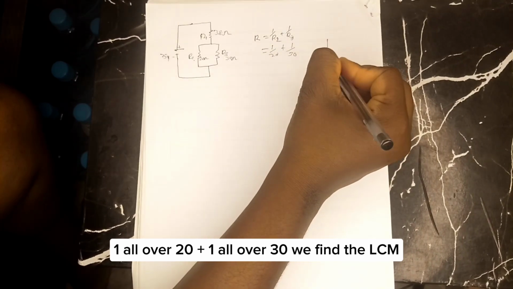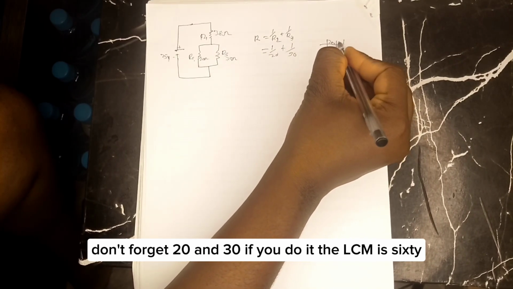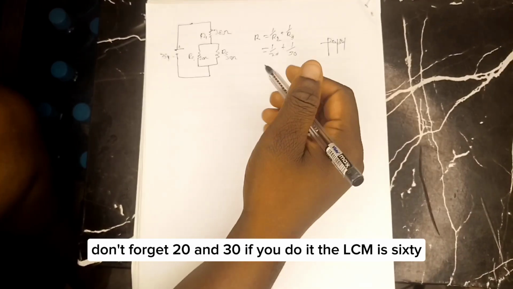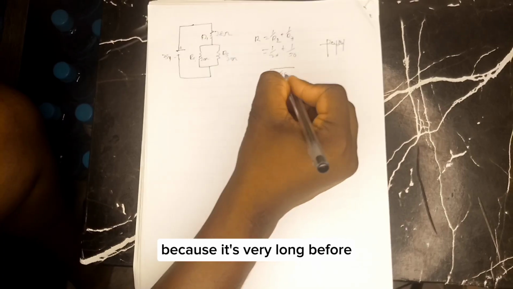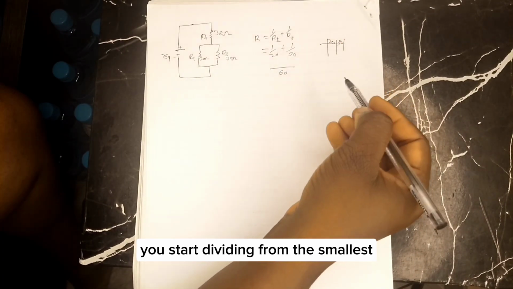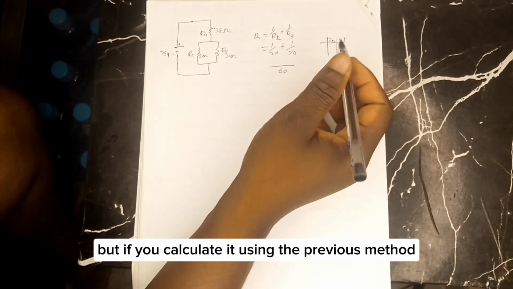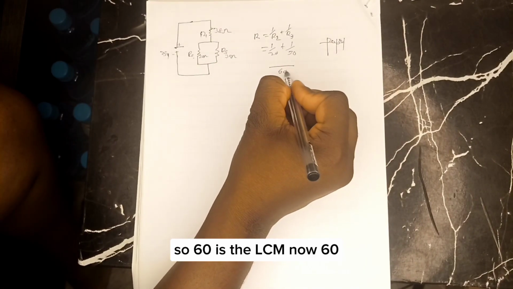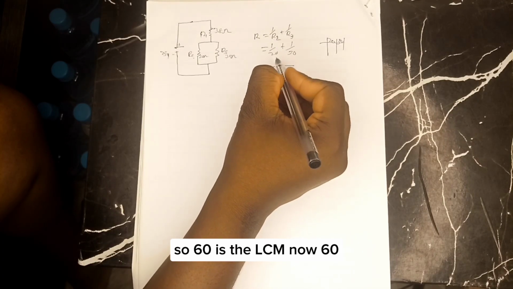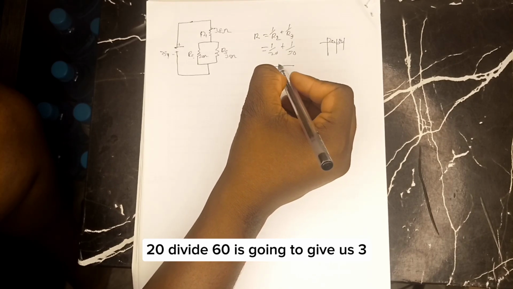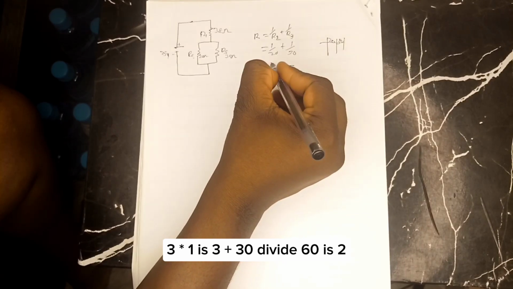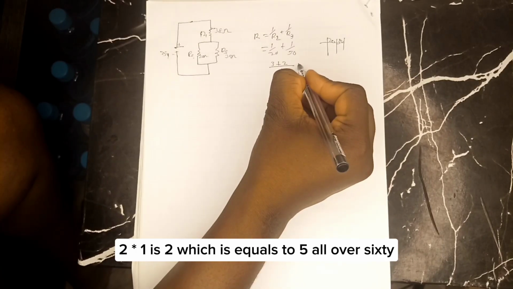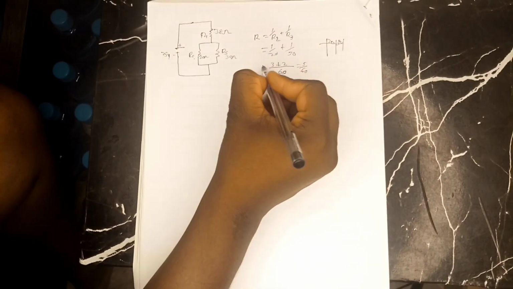We'll find the LCM. Don't forget 20 and 30. If you do it, the LCM is 60, because it's very long before you start dividing from the smallest. But if you calculate it using the previous method I taught you, you're going to get 60. So 60 is the LCM. Now 60 divided by 20 is going to give us 3. 3 times 1 is 3, plus 60 divided by 30 is 2. 2 times 1 is 2, which is equals to 5 all over 60.